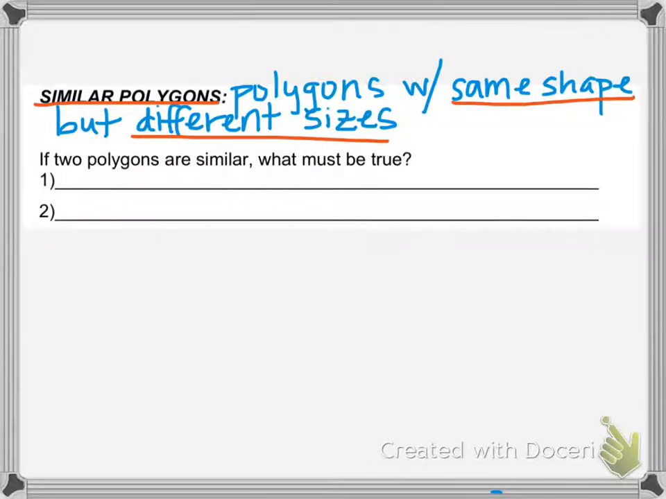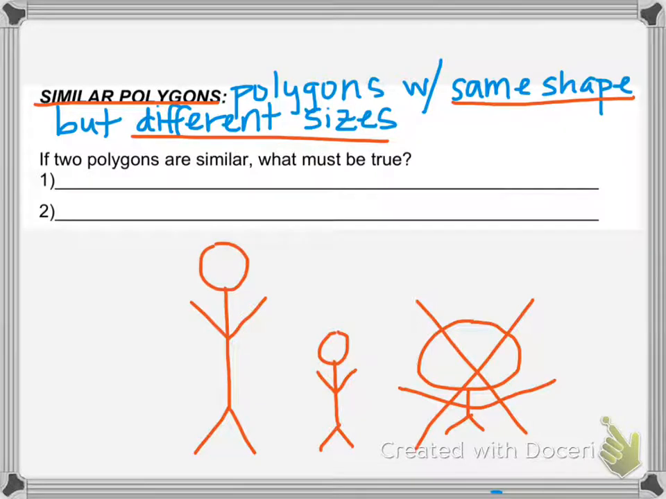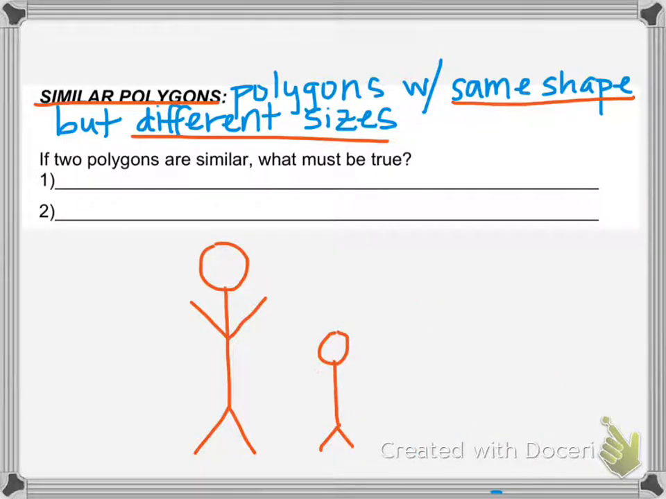So for example, if I had this mama and this baby, we might say that those are similar. However, if there was another baby that looked like this, he would not be similar to his mother because he's not the same type of shape. Let me show you another one.